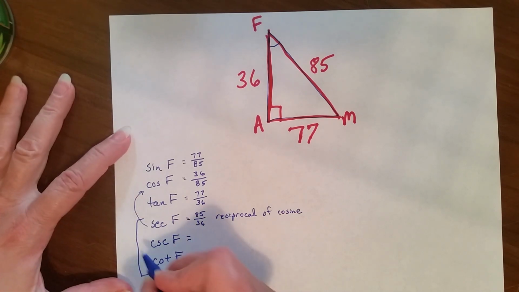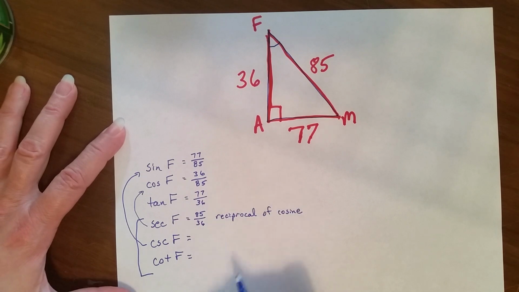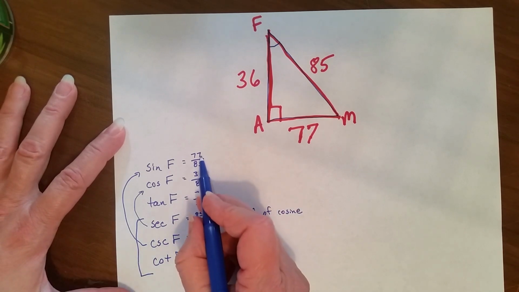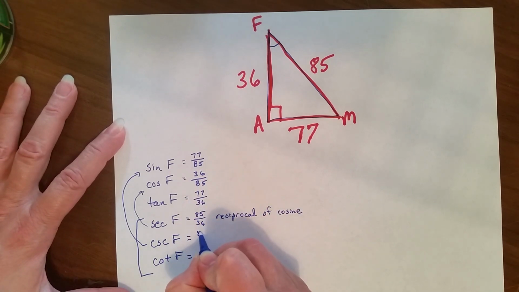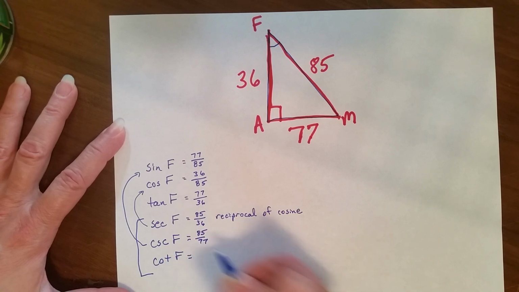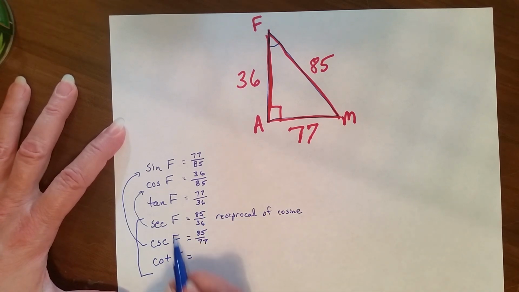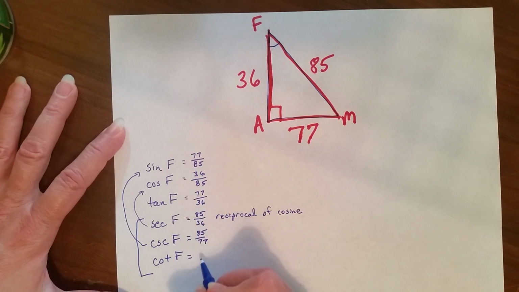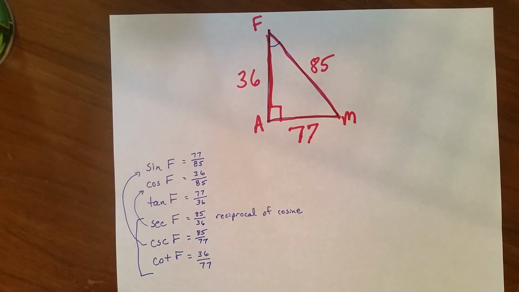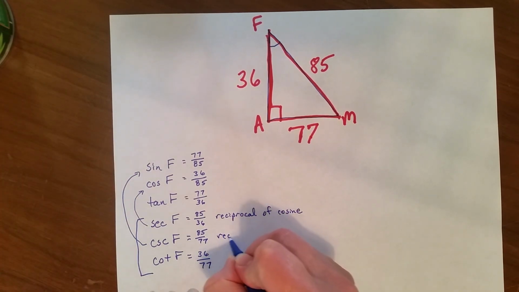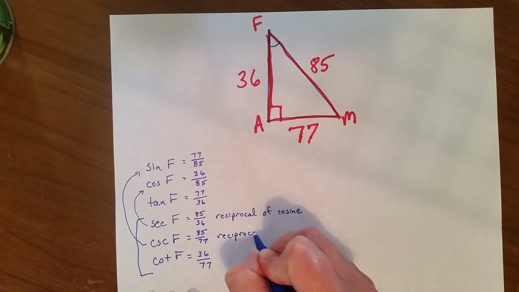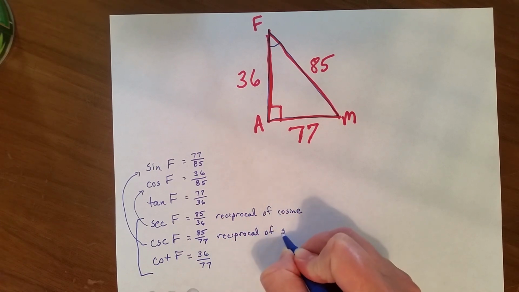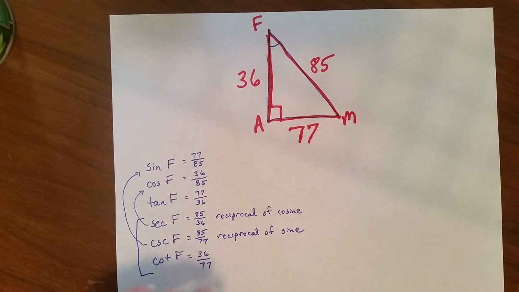The cosecant is the reciprocal of the sine. So the cosecant is going to be 85 over 77. And the cotangent is the reciprocal of the tangent. I think that one's the most straightforward. So that's going to be 36 over 77. Okay, so the cosecant, let me jot this down, is the reciprocal of the sine.